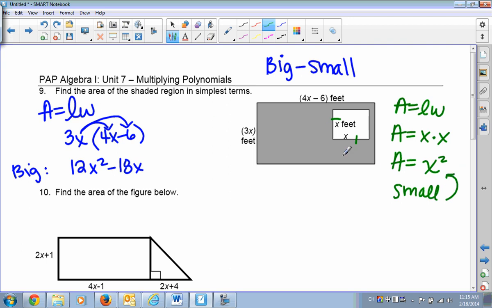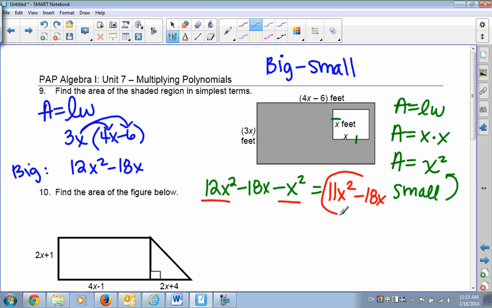So now how do you find the shaded area? Yeah. So 12x squared minus 18x minus x squared. Well, the like terms are the 12x squared and the negative x squared. So what is 12x squared minus x squared? 11x squared. Good. Some people tell me it's 12. So 12x squared minus 1x squared is 11x squared, and then just minus 18x. And that is the area of the shaded region.